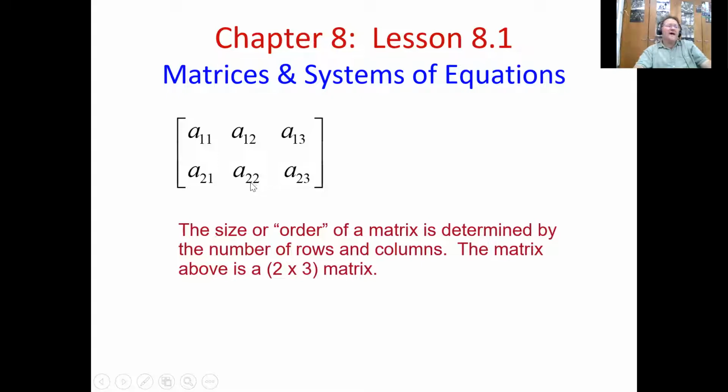Now we can talk about the size, sometimes called the order of the matrix. And the size is always given by the number of rows by the number of columns. So this is a 2 by 3 matrix here, right? It's two rows, three columns. So this is a 2 by 3 matrix. All right, let's move on. Now, understanding the size or order of the matrix is going to be critically important when we add or subtract matrices. That's not until section two, but I'm just saying, understanding the size is going to be an important thing to know.